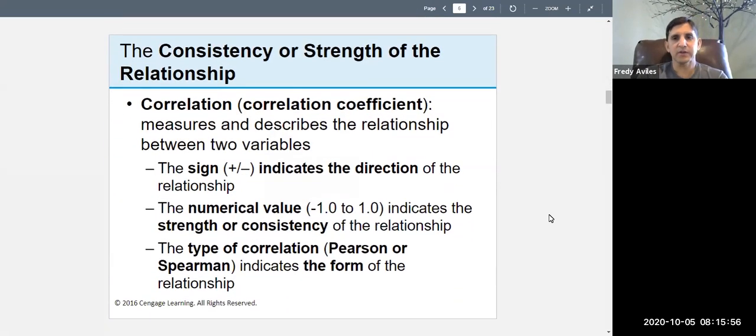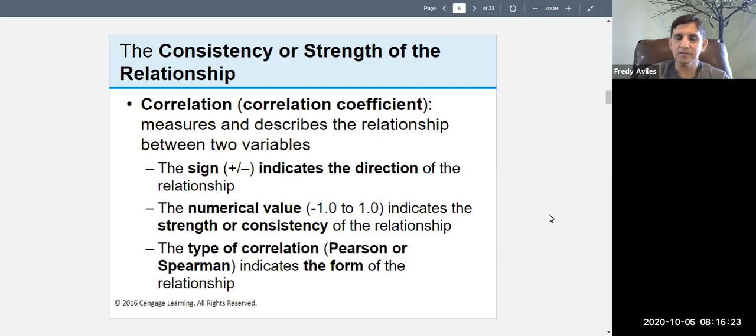Okay, so let's talk about the consistency or strength of the relationship. Okay, this is also review. So remember, correlation coefficient is the term for the variable that describes the correlation. The correlation coefficient is R. The correlation coefficient measures and describes the relationship between 2 variables.